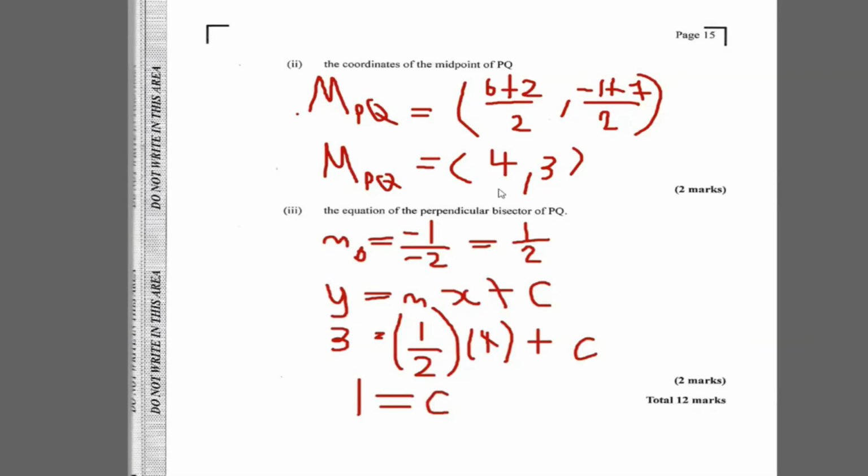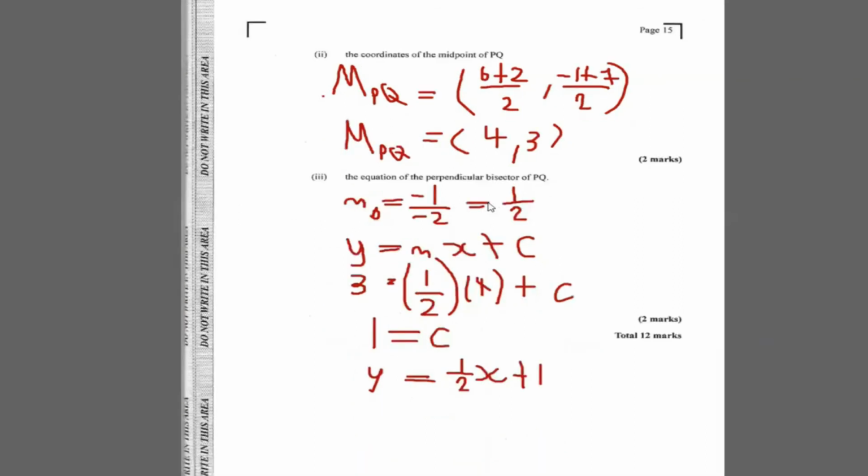So then what is the equation of the bisector? The equation of the bisector is y is equal to the gradient of the bisector, which is a half x, plus a constant 1. That's the equation of the bisector of PQ. Nice and easy. And this takes care of question 4.